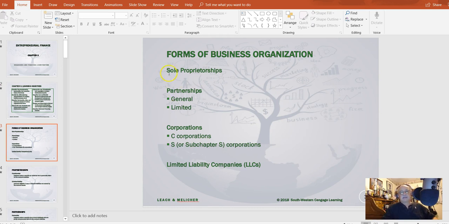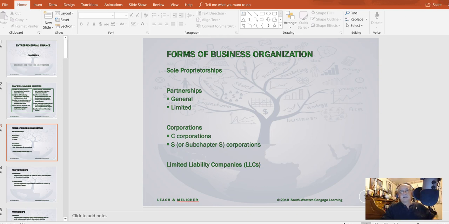So here's the different types of business organizations: the sole proprietorship. And here is a general and limited partner. And there's two types of corporations: a C corp and an S corp. And we'll spend more time going over that. And of course, the more popular one today is a limited liability corporation. So this one you could do online rather simply. I think it's about $100 or something to form one.